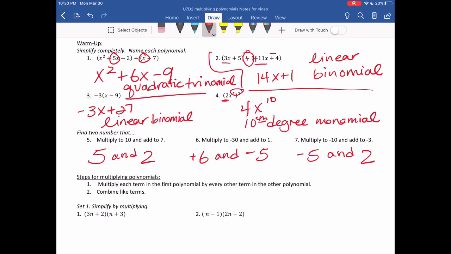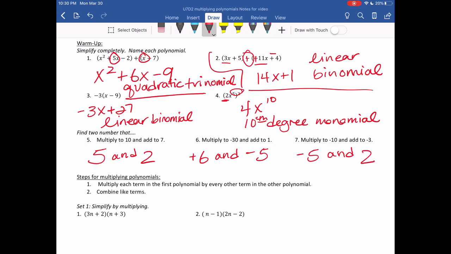And then numbers 5, 6, and 7, you guys did some problems like that yesterday, where you had to find 2 numbers that multiply to a certain number and then add to another number. And you're going to see why we're working on these in the next couple of days. So now that we have finished up the warm-up, let's get into the lesson.